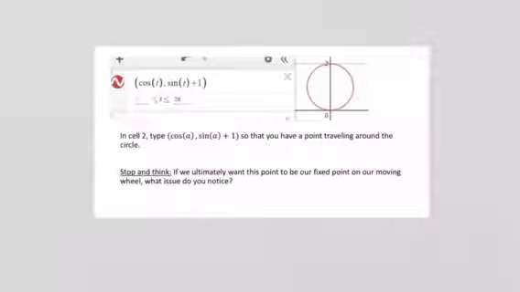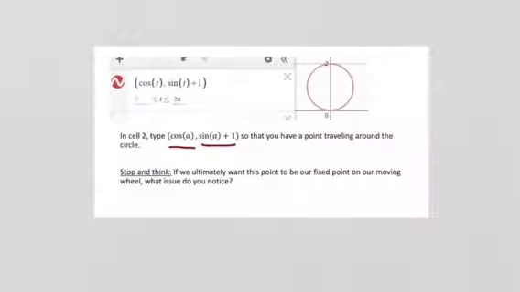So now what I want you to do in cell 2 is type in cosine A, sine A plus 1, and add the slider, because that's going to allow us to see what happens as we let our t value change, as we let that input change. So just add a slider and hit play and see what happens.